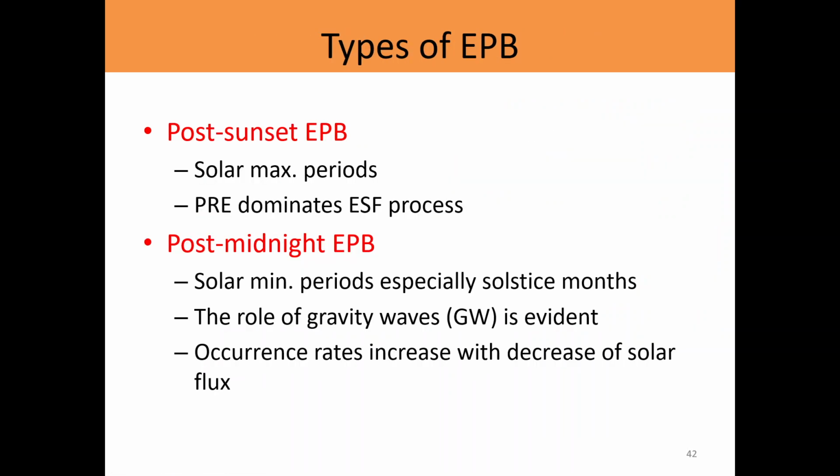There are different types of EPB: post-sunset EPB, post-midnight EPB. Typically, we say that post-sunset, it occurs a lot during solar maximum time, and PRE dominates the ESF process. For the post-midnight EPB, it is typically said to be more evident during solar minimum period, especially solstice months. But for the post-sunset, normally we look at the equinox months, right? And for post-midnight, the role of gravity waves seems to be more evident as well.